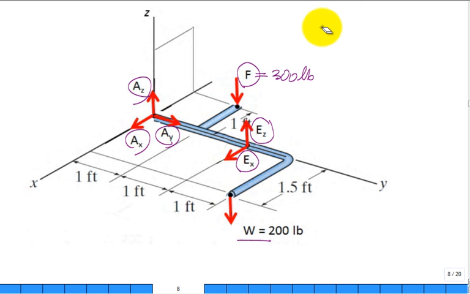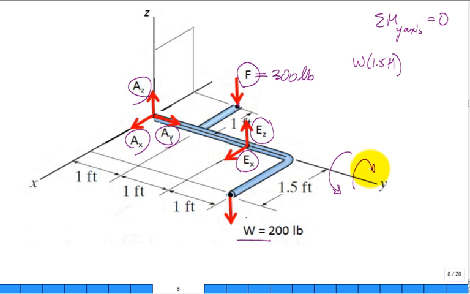Sum of the moments about the y-axis must equal 0. And when you do that, what you find just looking at it, that W down makes it want to rotate in the positive sense. So this is going to be W times a moment arm of 1.5 foot. And this F wants to make it rotate in the negative sense. F times a moment arm distance of 1 foot. The sum of those two equals 0.